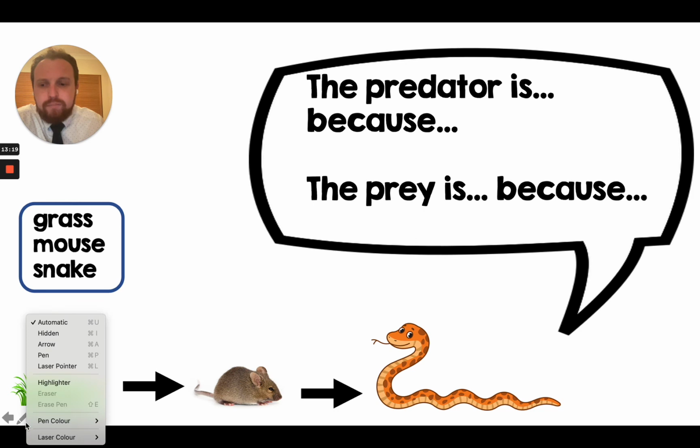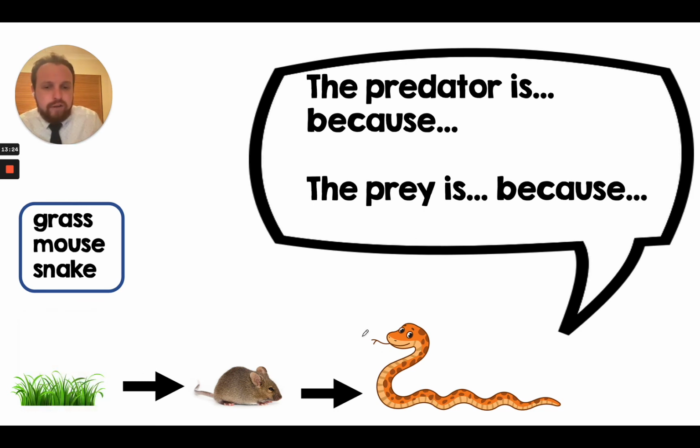So these predator-prey things, they're kind of connected, aren't they? The predator eats the prey, the prey is eaten by the predator. Just like that. All right, so let's have a look at one more food chain together and see if we can explain again the producers, consumers, predator, and prey.